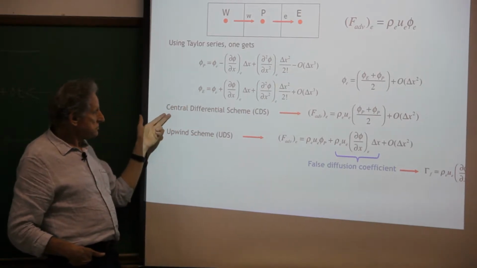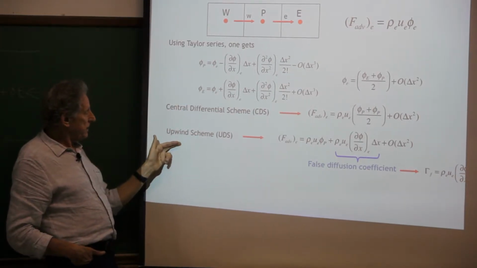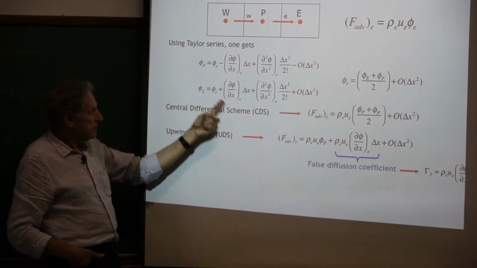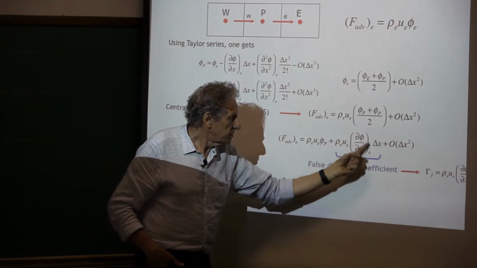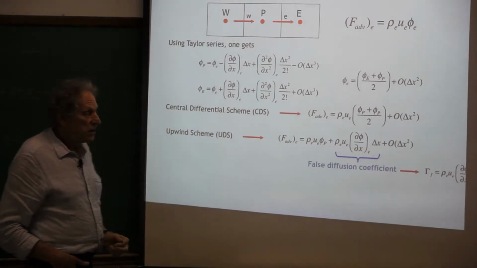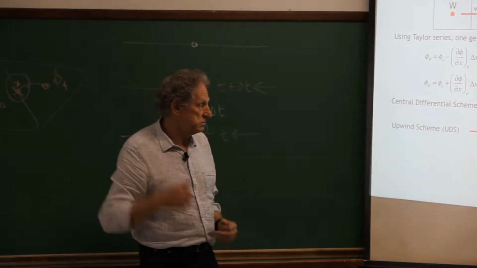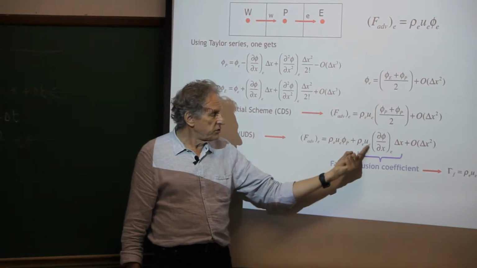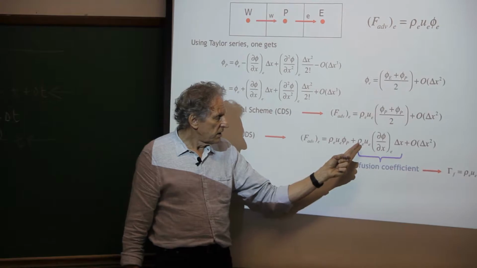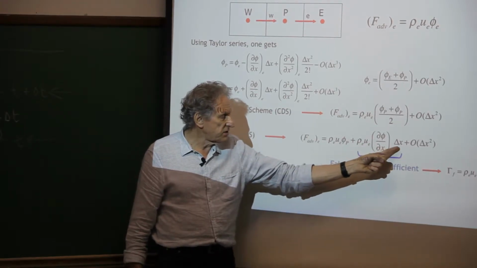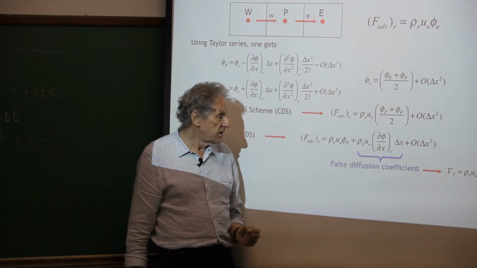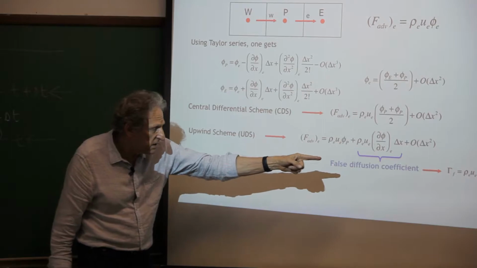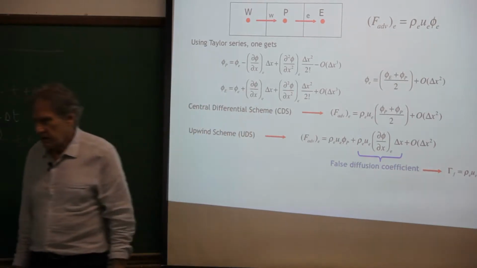If you are trying to have an upwind scheme, which is to say that this is equal to that, then we will have some error here, which looks like a diffusion, because it's a gradient, and this is the diffusion coefficient. Density times velocity times dx here is a false diffusion coefficient. It is there, a false diffusion coefficient.